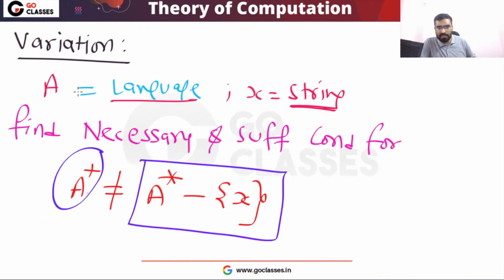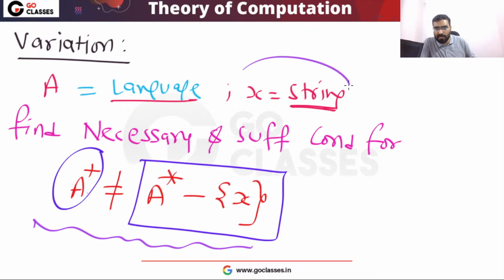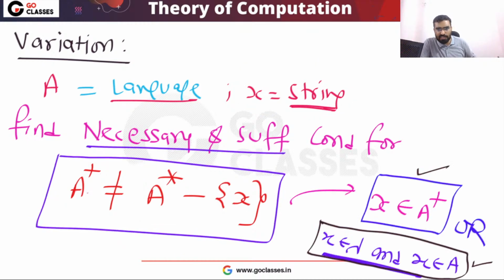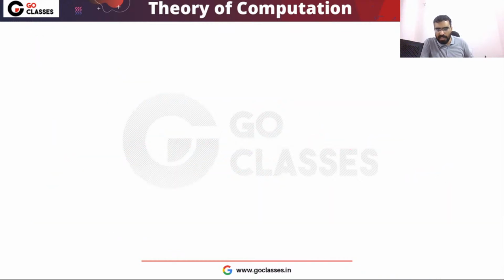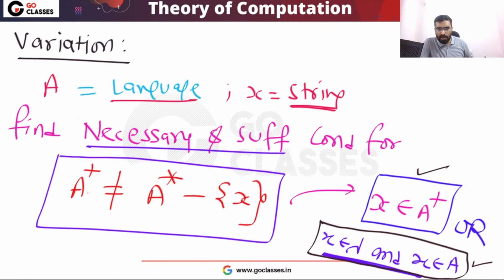So this is a variation, and I am asking: if A plus is not equal to A star minus X, where X is some string, then what will be the necessary and sufficient condition? This will happen. Is this clear? Does anyone have any doubt in this?